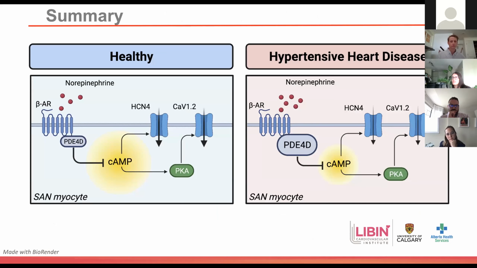So collectively, these data suggest that PDE4D plays a critical role in regulating sympathetically mediated increases in heart rate in the setting of hypertensive heart disease, and that this could be a potential target for improving chronotropic incompetence. So here we see that PDE4D likely plays a role in just the healthy state to regulate a pool of cyclic AMP, and thus its activation of HCN channels and calcium channels. But in the setting of hypertensive heart disease, increased recruitment of PDE4D limits this pool of cyclic AMP, thus blunting the overall response of the sinus node to increases in sympathetic activation.